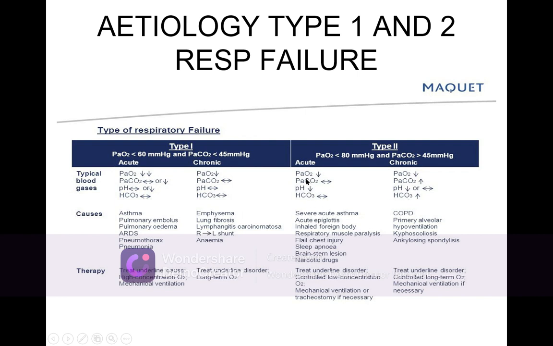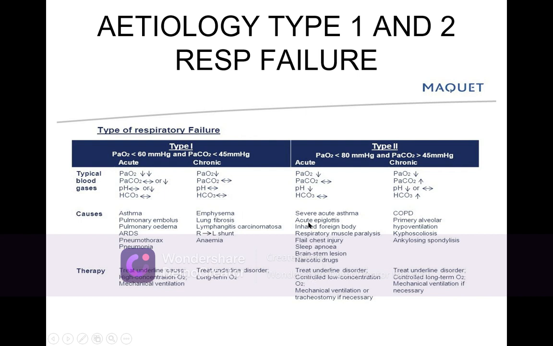The etiology of type 2 acute failure is severe acute asthma, acute epiglottitis, inhaled foreign body, respiratory muscle paralysis, flail chest injuries, sleep apnea, and brainstem lesion. Narcotic drugs will depress the respiratory center, which is lying in the brainstem.